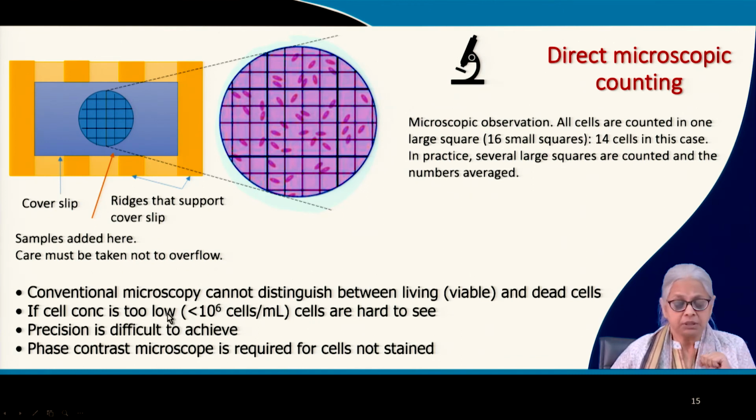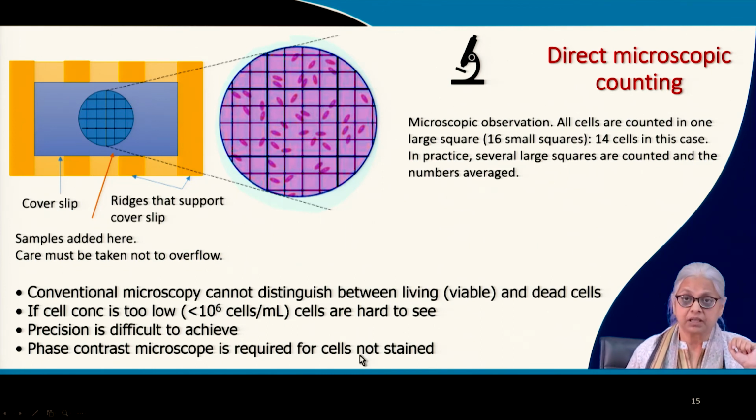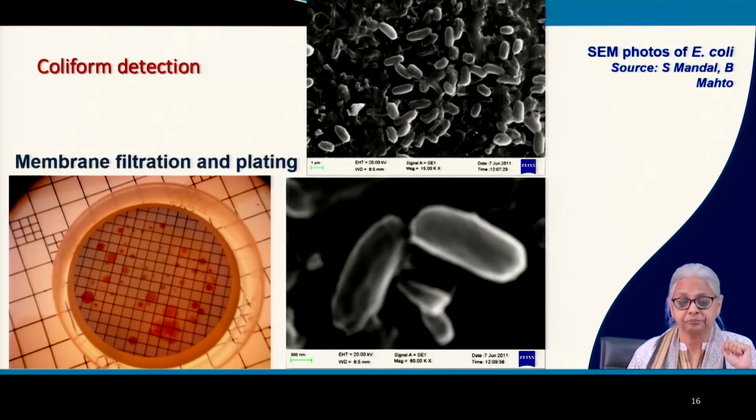Cell concentration can be too low, in which case the number of cells in this window may be 0 and it becomes very difficult to quantify. Precision, like I said, is very difficult to achieve. The standard deviation and the mean values can be very close to each other and it becomes very difficult to count. And then you may need a phase contrast microscope if the cells are not stained, and that again adds a level of complexity to the entire process.